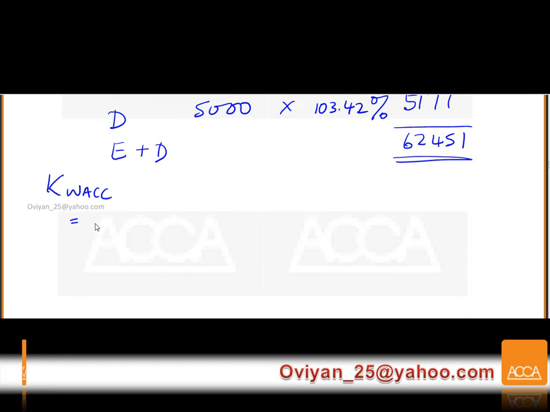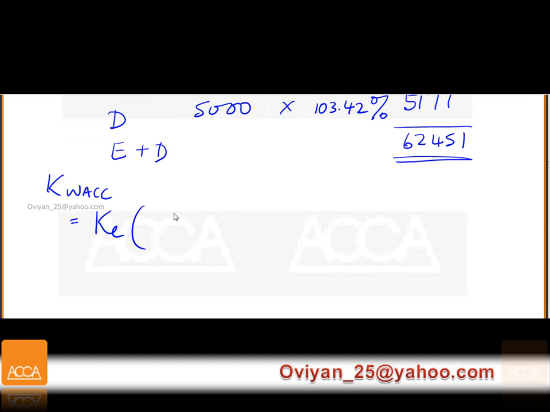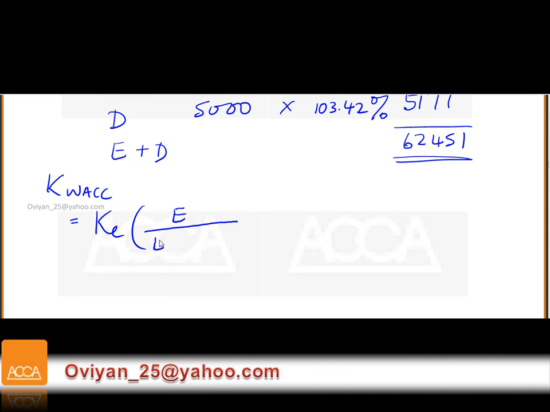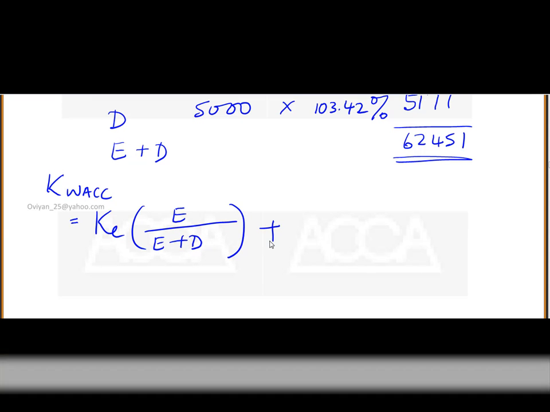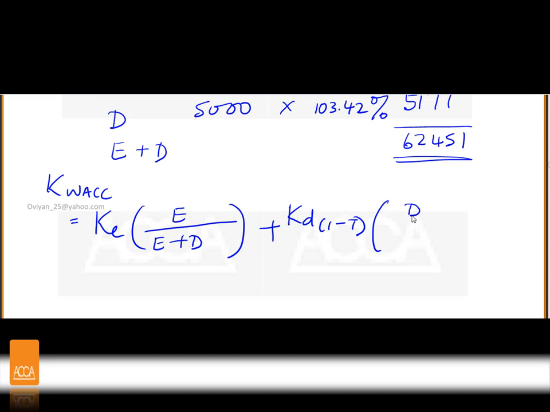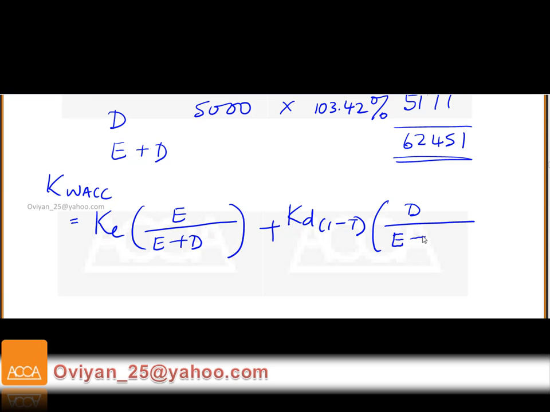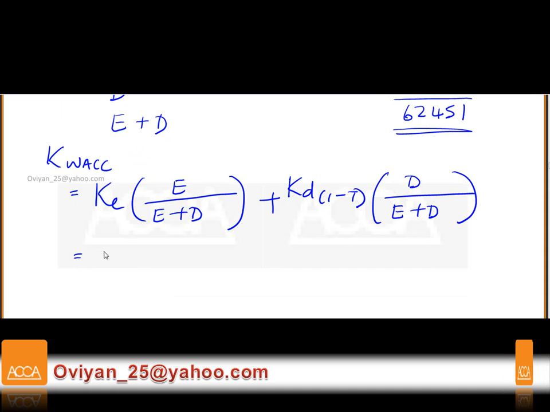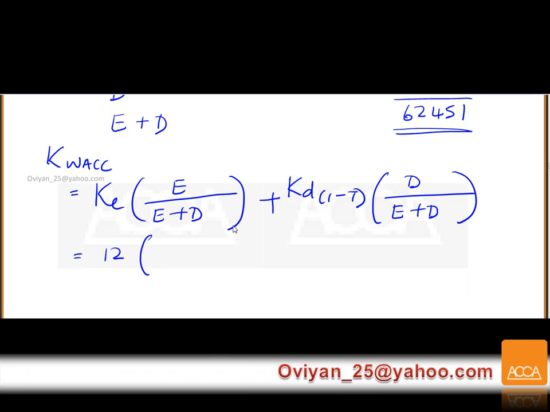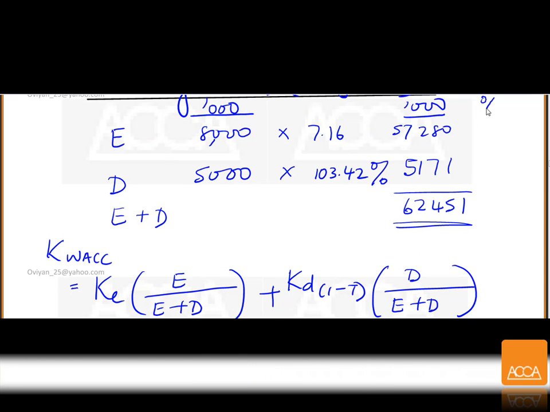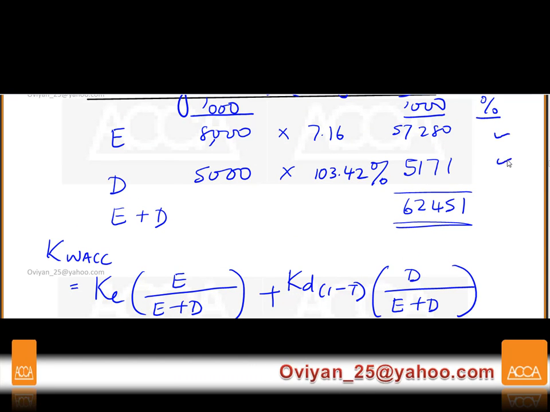Write the formula: cost of equity times equity over equity plus debt, plus cost of debt, which is always, remember, times 1 minus tax rate. You're going to take your debt proportion, which is written like this, and we're going to put in the figures. We have got 12 just now given by the question. Equity, you can find the percentage here if you want to.